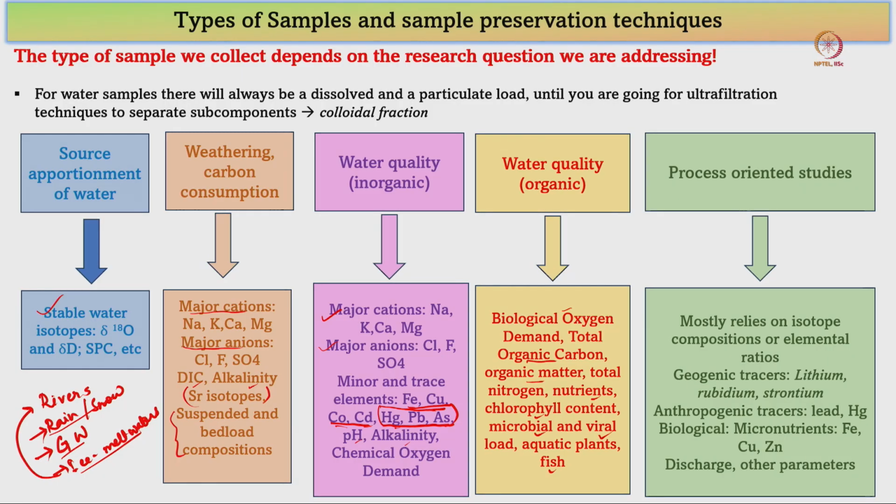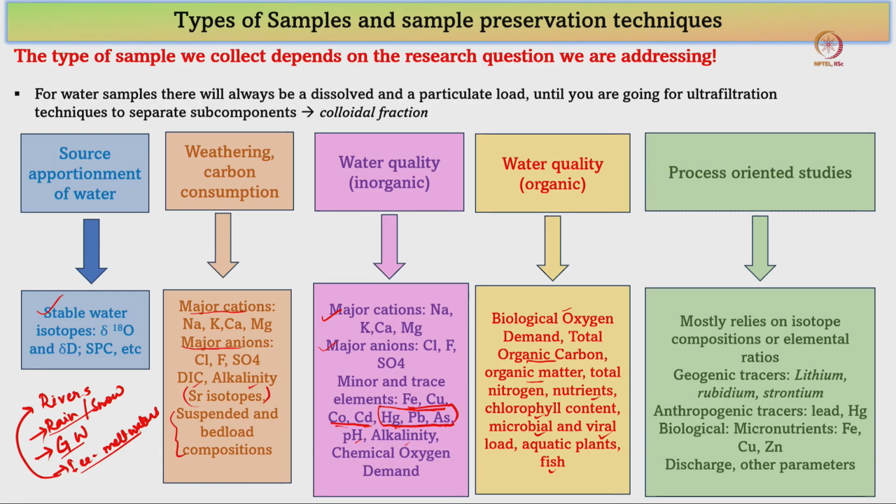And there can, of course, be other parameters required to understand these process-oriented studies, for example biological parameters and micronutrients like iron, copper, zinc, discharge and others.